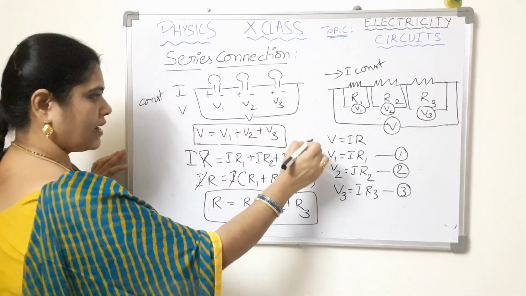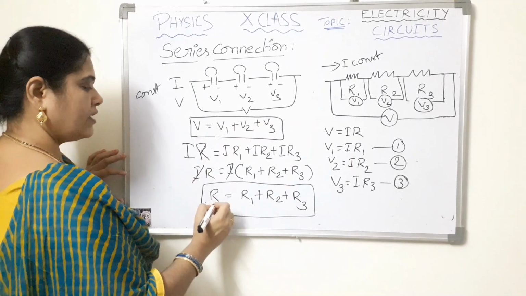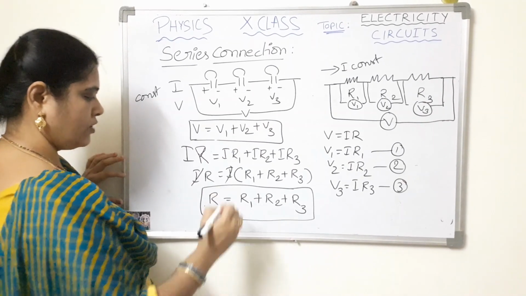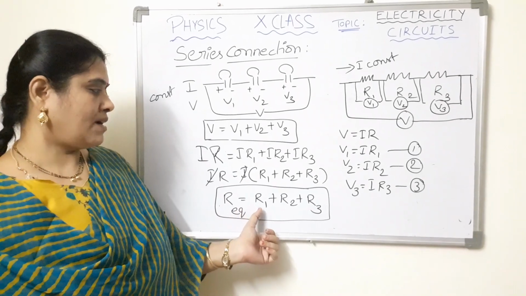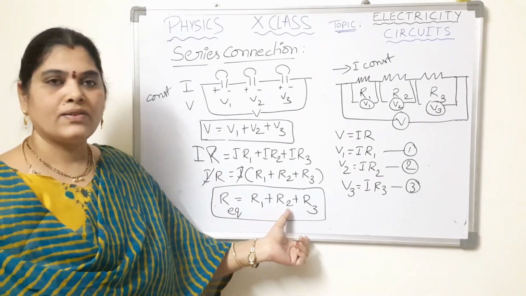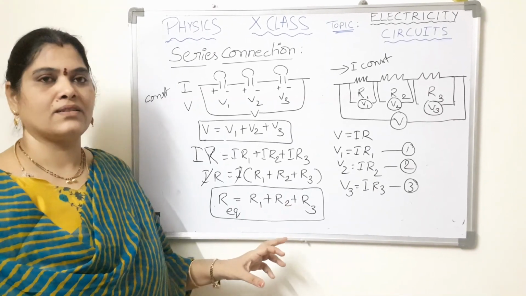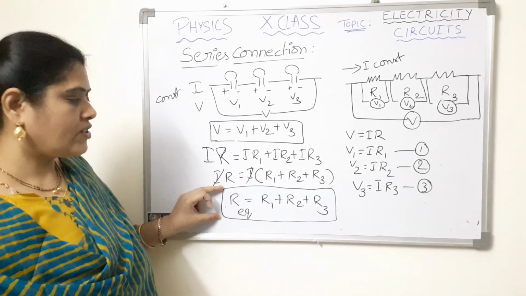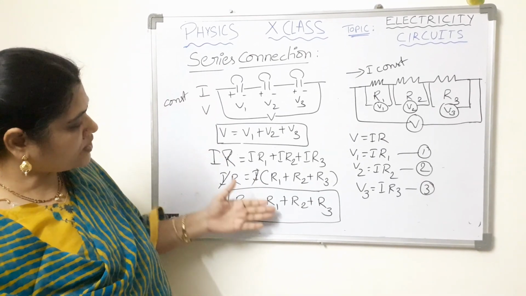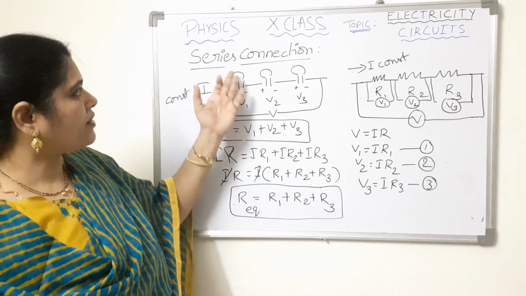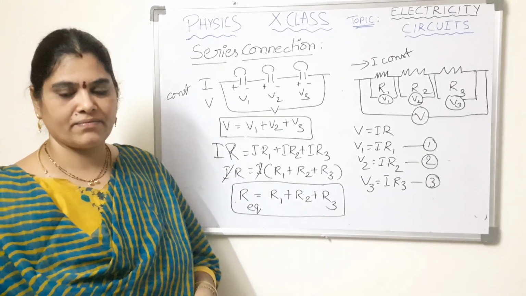And we are saying that this is the equivalent resistance. That's why you just keep it as Req. So Req is equal to the sum of all three resistors' individual resistances. So this is the equation for equivalent resistance for the resistors which are in the series connection.